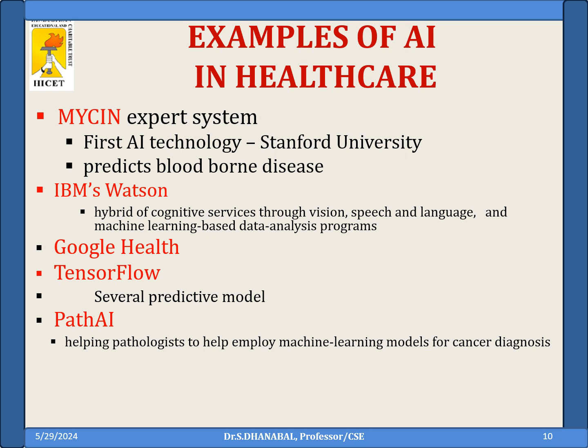This is another important thing, MYCIN, which is an expert system. This is the first AI technology developed at Stanford, which can predict blood-borne diseases. Okay, so this is what we have, MYCIN. And we have IBM Watson, which is a hybrid of cognitive services through vision, speech and language, and a machine learning based data analysis program.